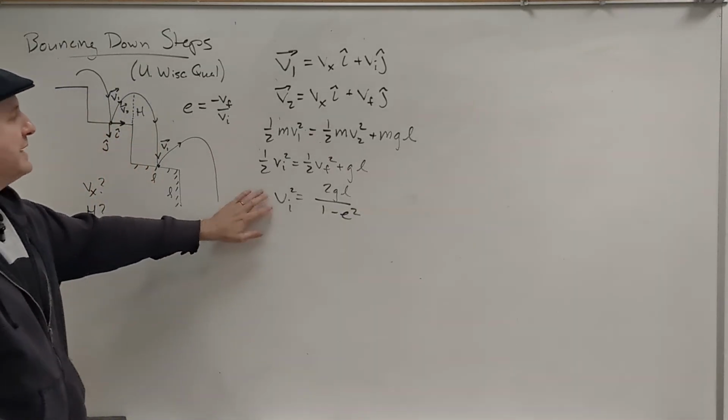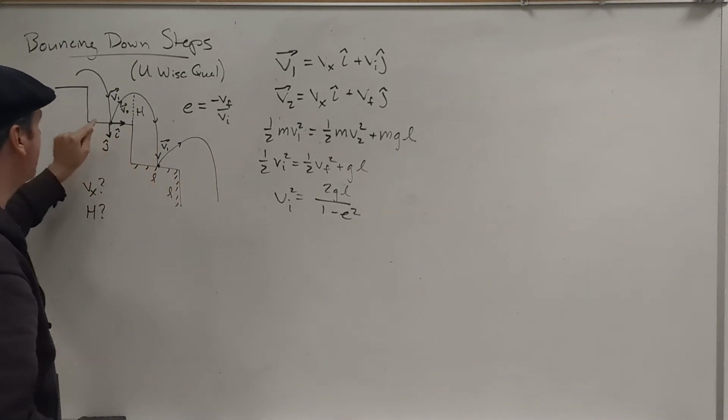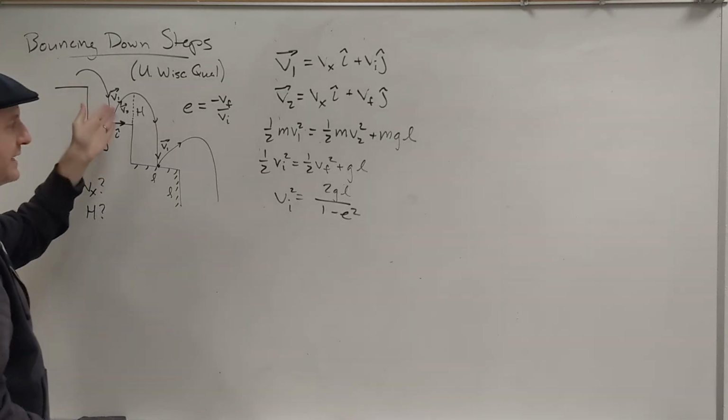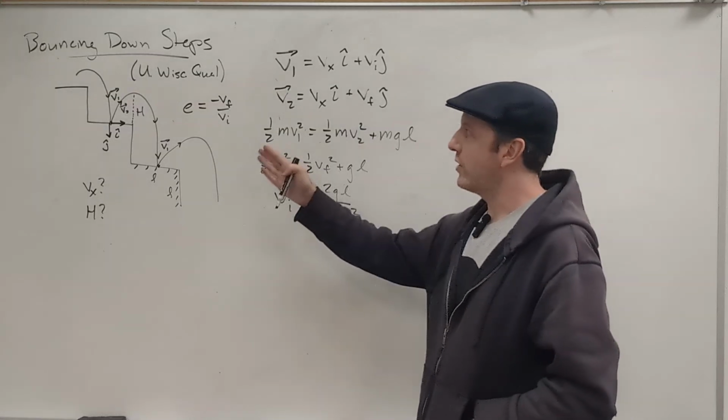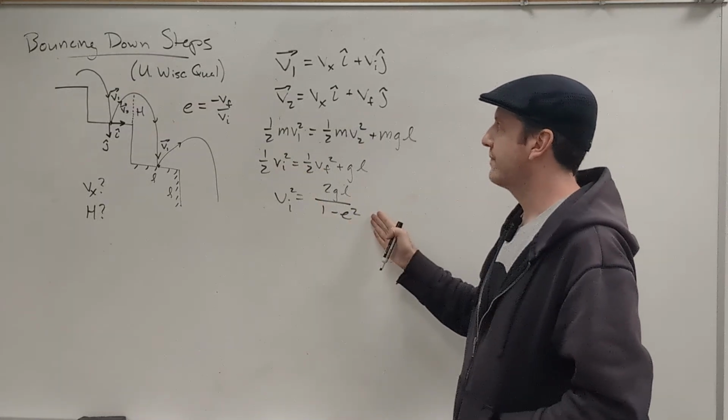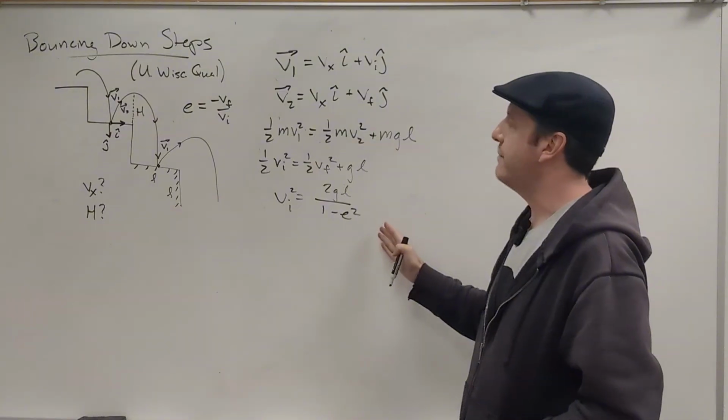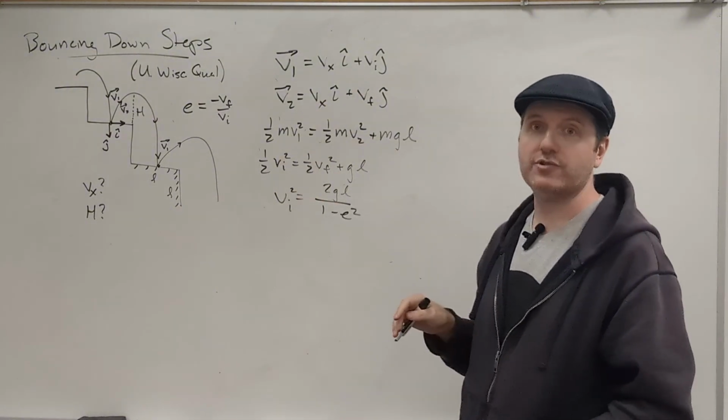Okay, so this is the speed that the ball has to have in the vertical direction, not the speed, I guess, just the vertical velocity, right before each bounce. Now let's see how we can relate that back to Vx and H.